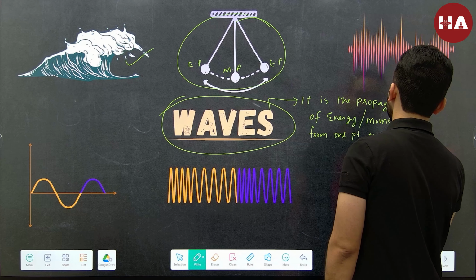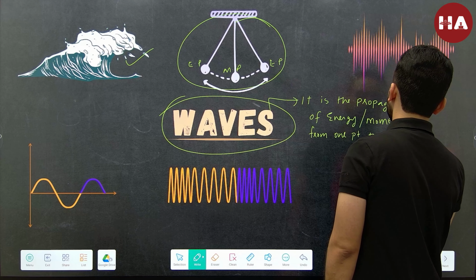From one point to another. So now you would say that if I release this pen, that has also transferred energy from this point to this point. No, that is not the case. Bulk movement of particles should not take place. Energy and momentum can be transferred, but students, without bulk movement.